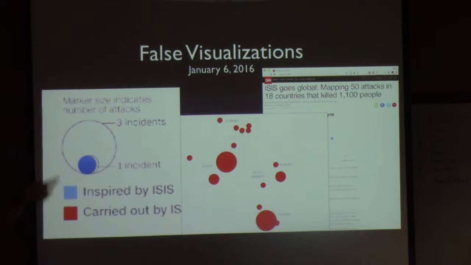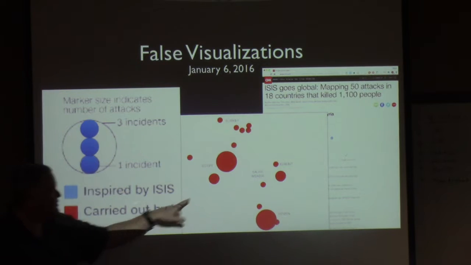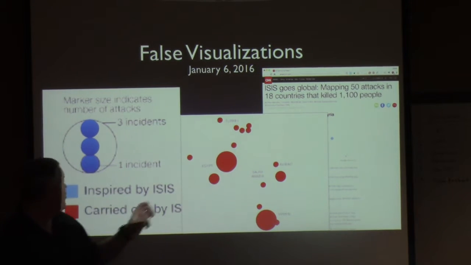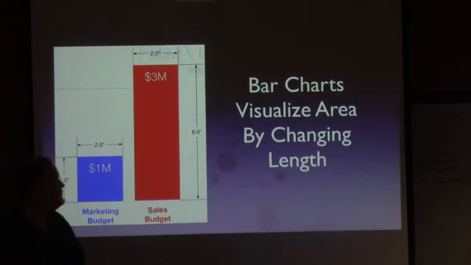And what they did is they tripled the diameter. But all this extra space your eye sees as area. So this looks like a major hot zone, right? And there are 3 more attacks, but it should only be about this size, not this size. And it went on for a year like that.